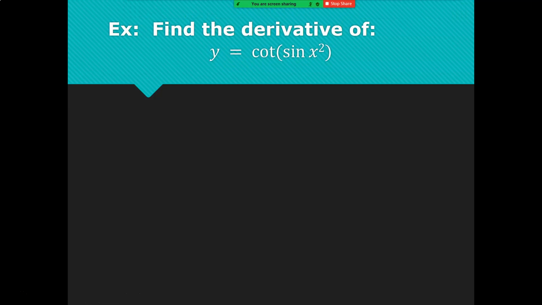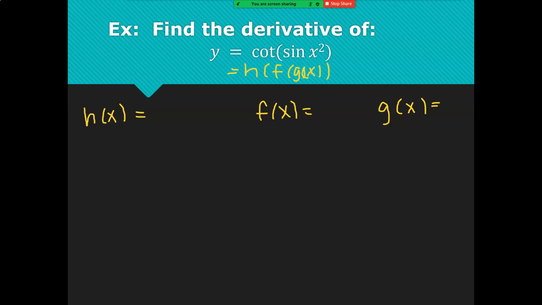So this is really like an h of f of g. So if I ask you to define h of x, f of x, and g of x, because I told you that this is like an h of f of g, what is my h of x? What is my f of x? And what is my g of x?